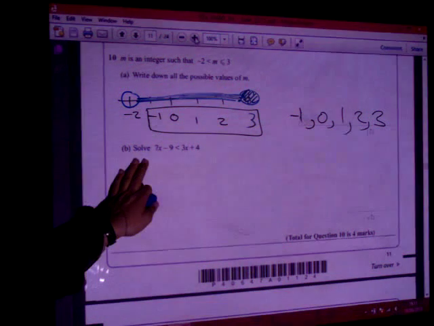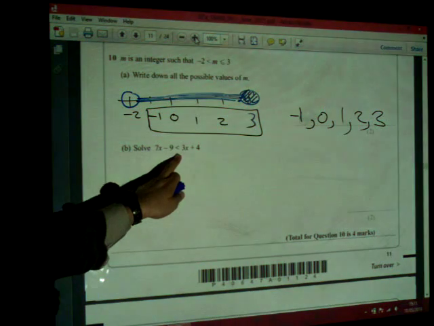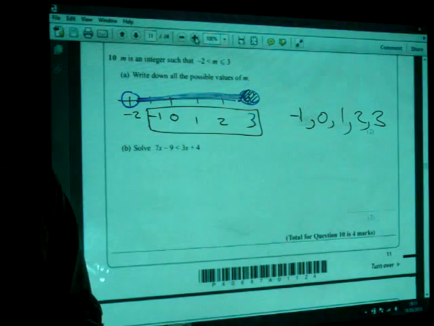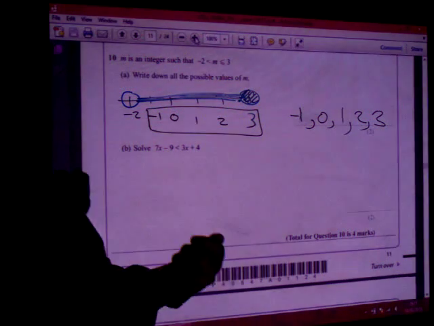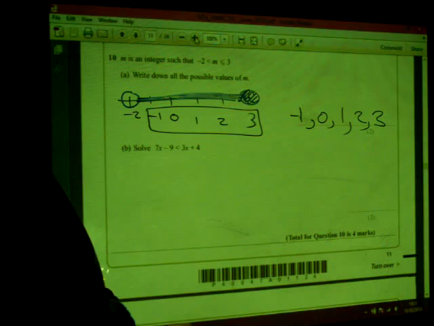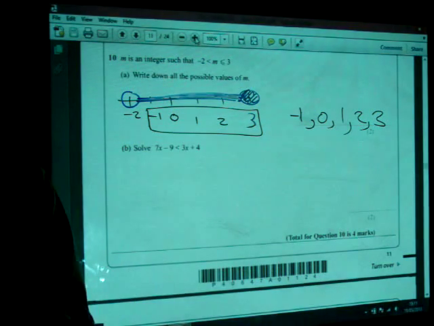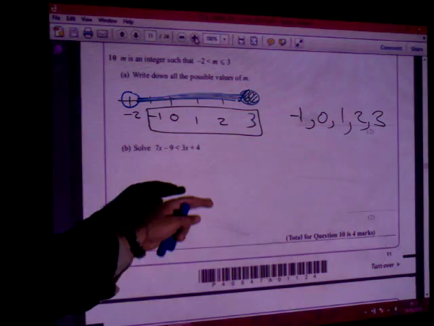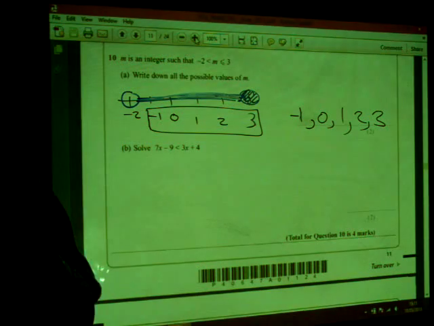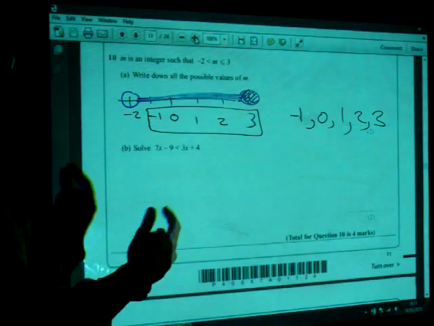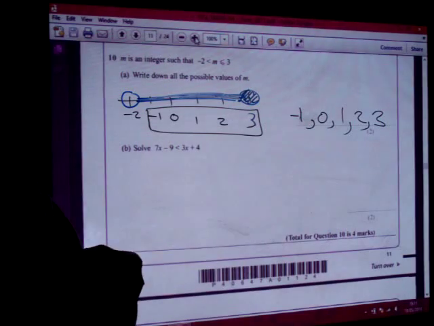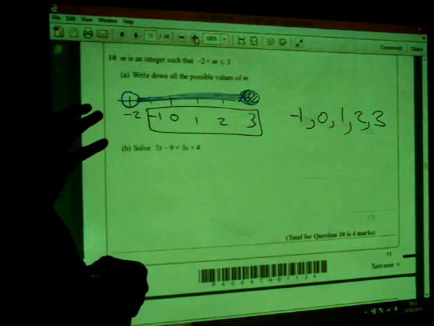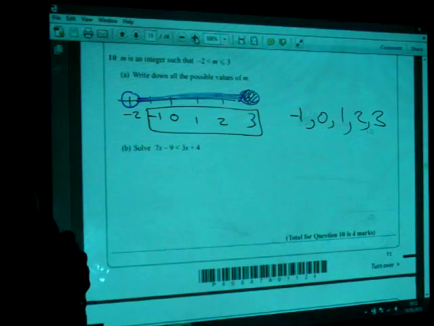The next question says solve 7x minus 9 is less than 3x plus 4. We treat the inequality as though it was an equal sign, like a standard double-sided linear equation. Don't see the inequality and say, how do I deal with an inequality? Deal with it the same way as though an equal sign was there, the way you move x's from left to right and numbers to one side.